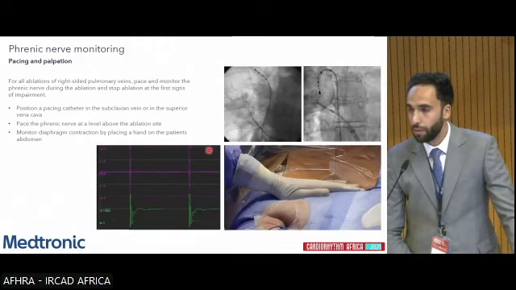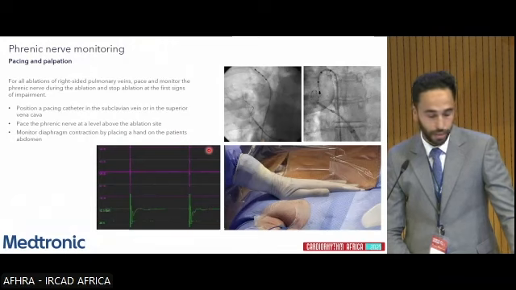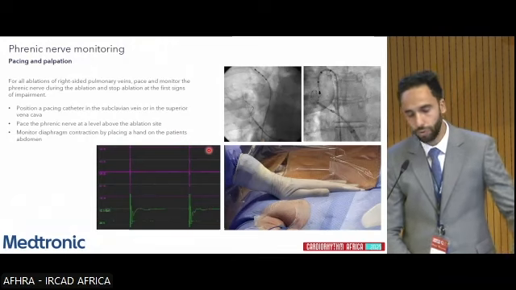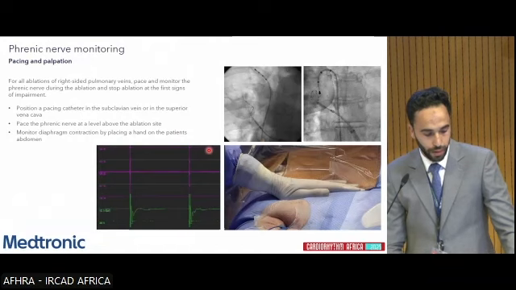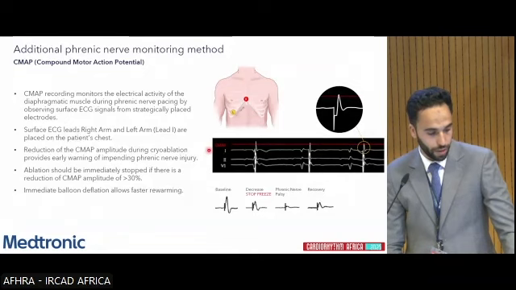The last one is phrenic nerve injury. For the phrenic nerve, we can map it by pacing from the CS catheter and putting your hand on the patient's chest to test the phrenic nerve, to see if the balloon or the inflation causes phrenic nerve injury.